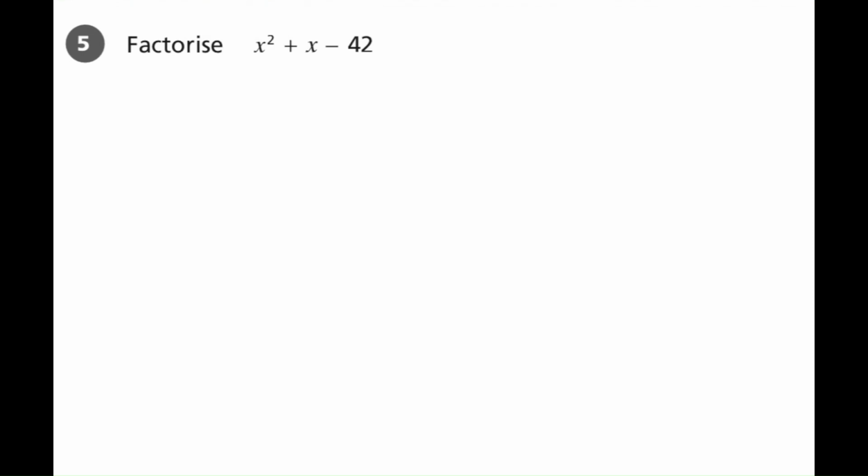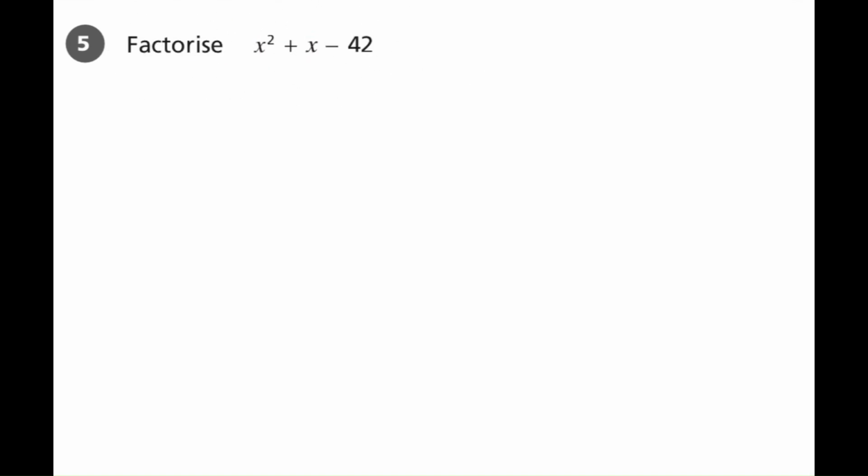When we see the word factorize, we should look for a common factor. So is there a number or a letter that will divide into each term? That's x squared plus x and negative 42. There is no number and no letter that will go into each term, and so we know that we will not be removing a common factor.